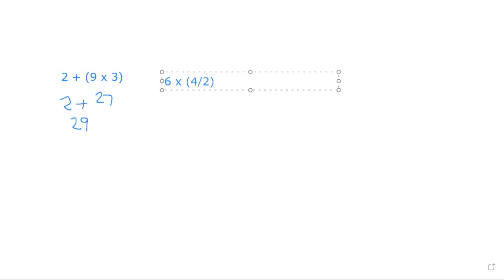Remember, the slash is a division sign. So 6 times (4 divided by 2). What would you do first? Would you do the 6 times 4 or 4 divided by 2? It's in parentheses. So automatically, we're going to do this part first. And 4 divided by 2 is 2. So 6 times 2 is 12.